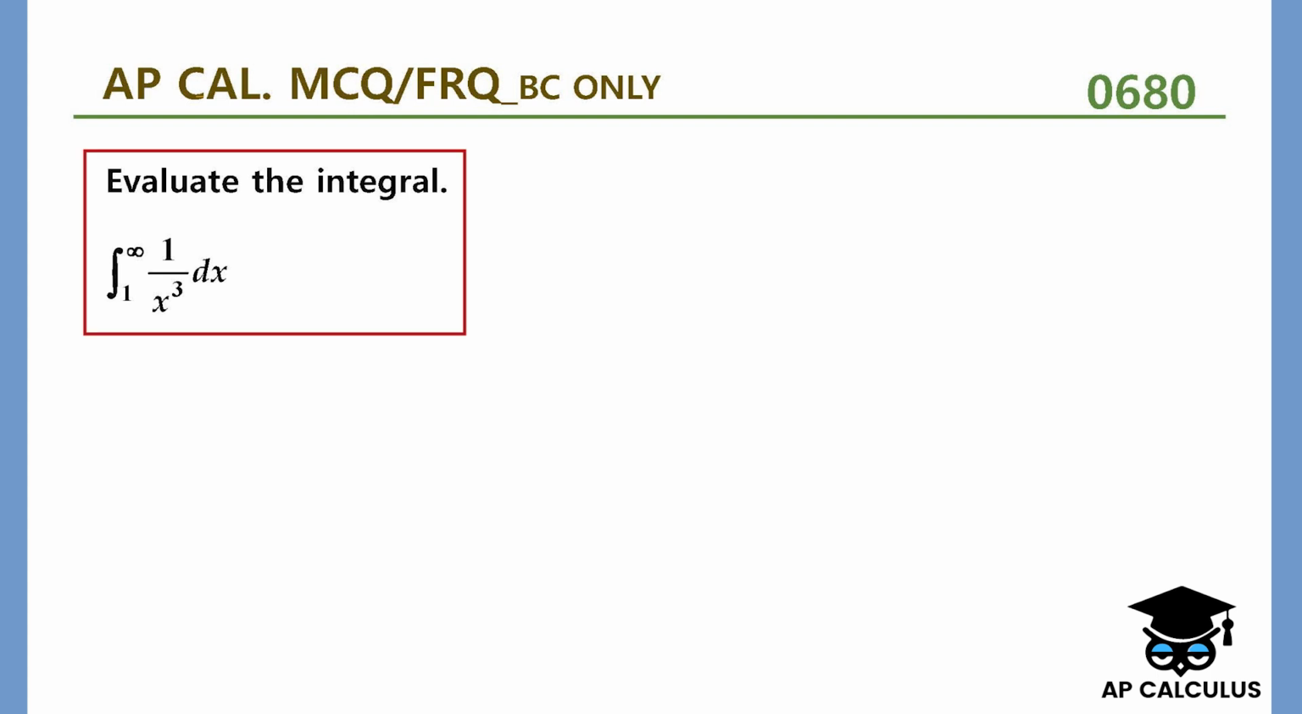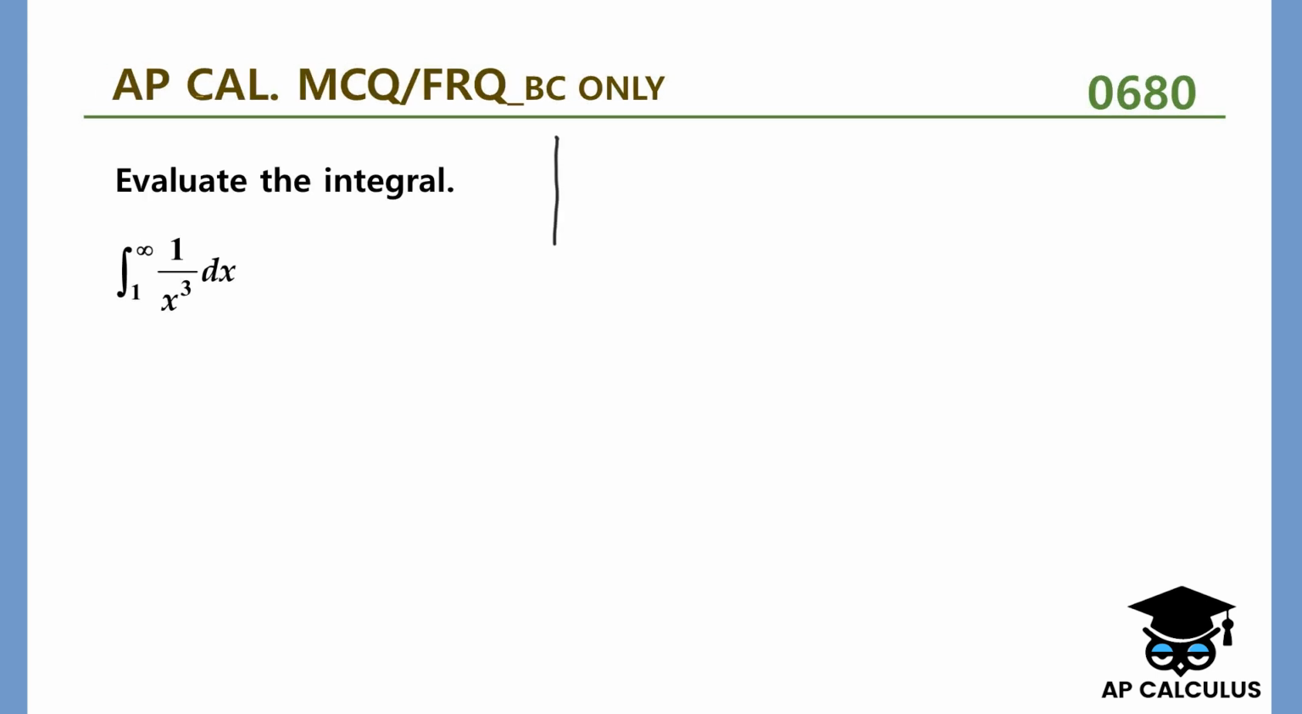Question 680. Here we have the integral from 1 to infinity of 1 over x cubed dx. If the interval of integration is not finite, this integral is called an improper integral, and this improper integral represents the area of an unbounded region. Let's look at the graph of this function.